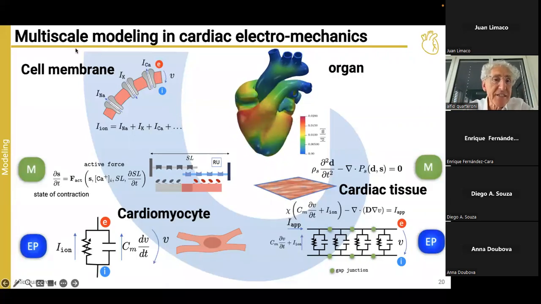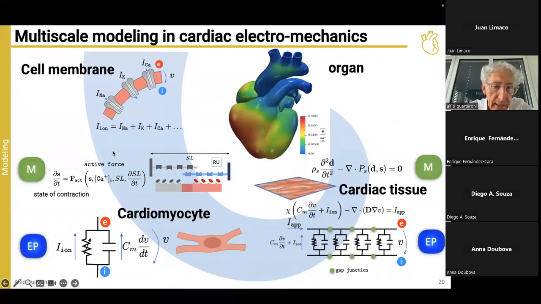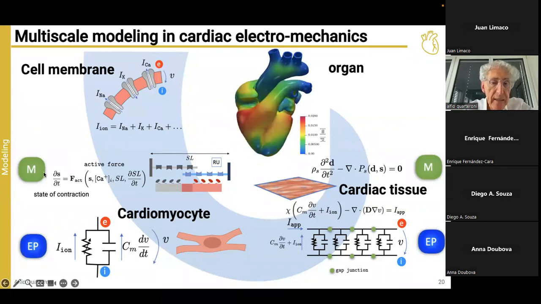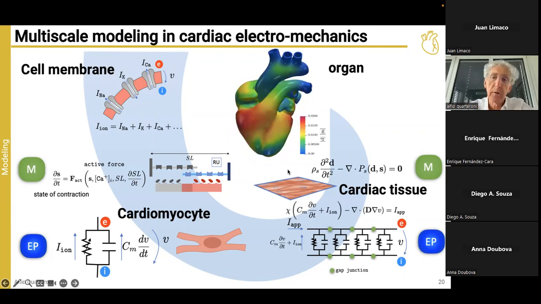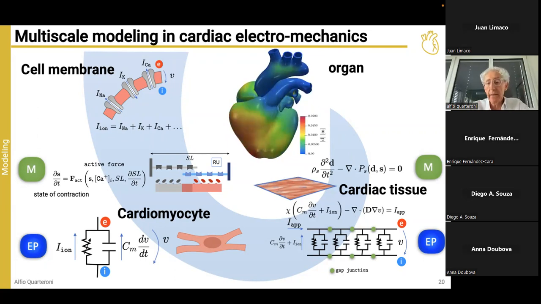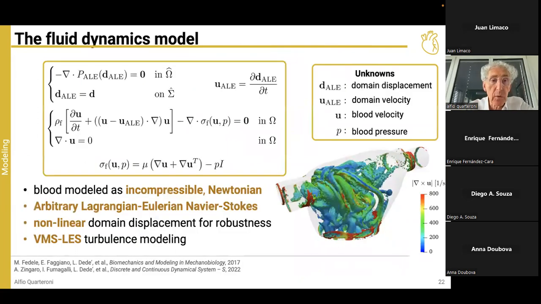It's a multi-scale model because you go from the description of the cell membrane to the generation of the active force, to the generation of the tissue mechanics, and therefore to the generation of the mechanics for the whole myocardium and for the whole heart. So this is the very first set of integrated partial differential equations.